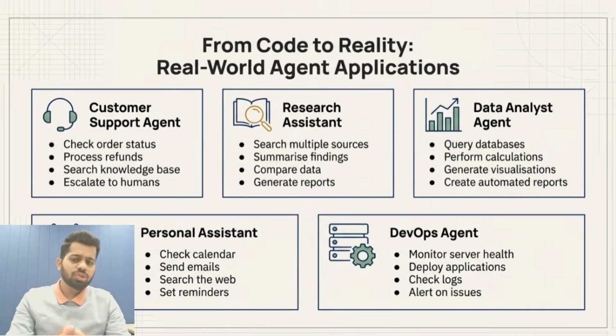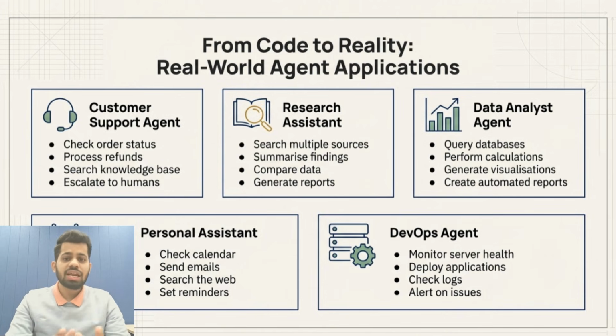So where would you actually use this? Let's see some real world applications. First is a customer support agent, where you can check your order status in your database, process refunds and returns, search the knowledge base for answers, and you can escalate complex issues to a human as well. Second is a research assistant. Search multiple sources, summarize findings, and compare data from different websites to generate reports. Third can be your data analyst agent, where you can query a database, perform calculations, generate visualizations, or create automated reports.